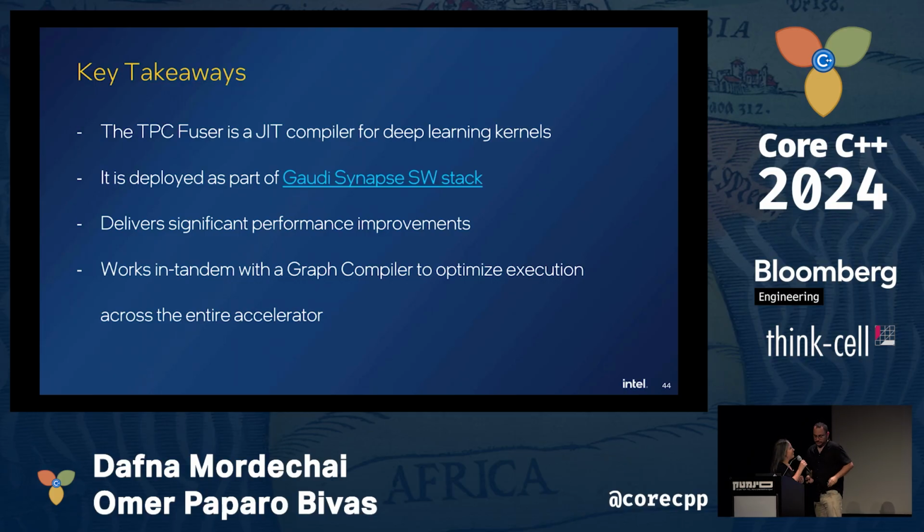I think we got some context about deep learning compilation. We saw what the TPC Fuser is and how it's incorporated within the entire compilation graph flow. It is deployed as part of the Gaudi software stack. We've seen that it brings significant improvement to the entire system, and it's a critical part of graph compilation. It works closely with the graph compiler. We also saw some of the challenges: you need to implement and optimize every specific TPC kernel, but you also need to take into consideration the entire system and the way that the graph compiler will be able to use these kernels in the most optimized way for the system.